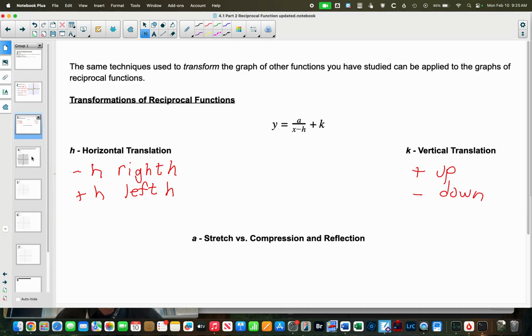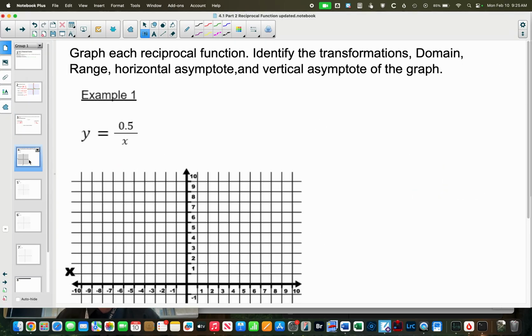All right, so let's get into some problems here. Graph each reciprocal, identify the transformation, domain and range, horizontal and vertical asymptotes of the graph. So the only difference is this 0.5 is there instead of 1. So 0.5 is less than 1. So that would be a vertical compression.